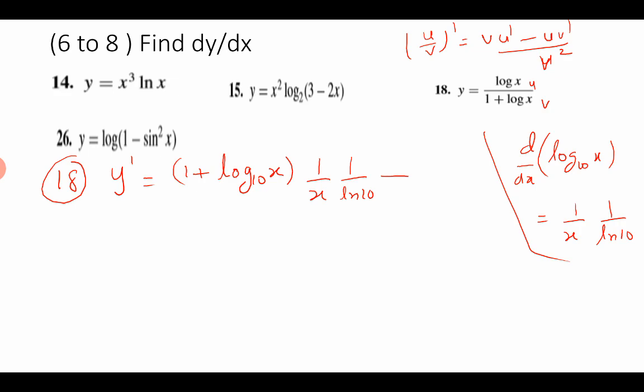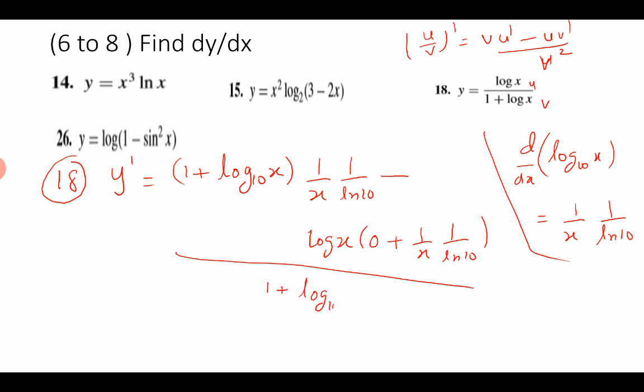Minus the second part. The second part is keep this log x, differentiate 1, it's 0, again 1 over x times 1 over ln 10, overall divided by 1 plus log base 10 of x whole square. When you simplify, this is positive and this is negative, log x base 10 and 1 over x will be cancelled.